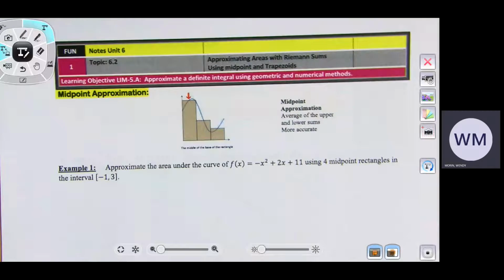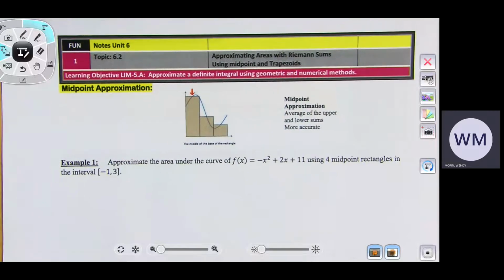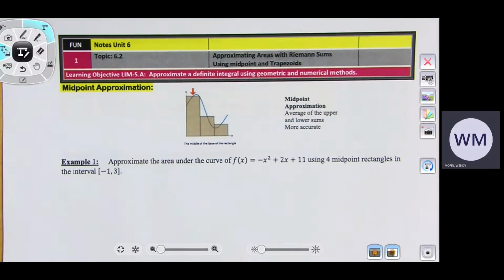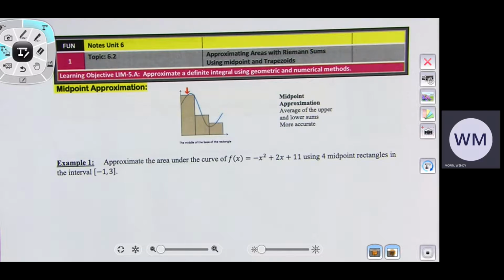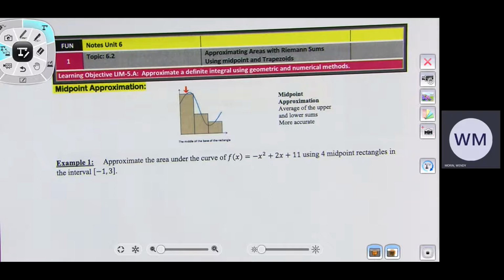Now we're going to talk about the midpoint approximation. We've already done left and right. So now the midpoint should be the average of the left and the right. So we're going to show you how to do that. Instead of using the left-hand side or the right-hand side, we're going to use the midpoint.